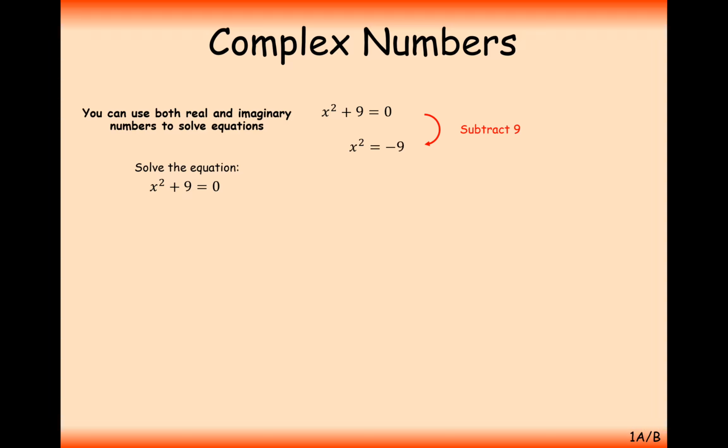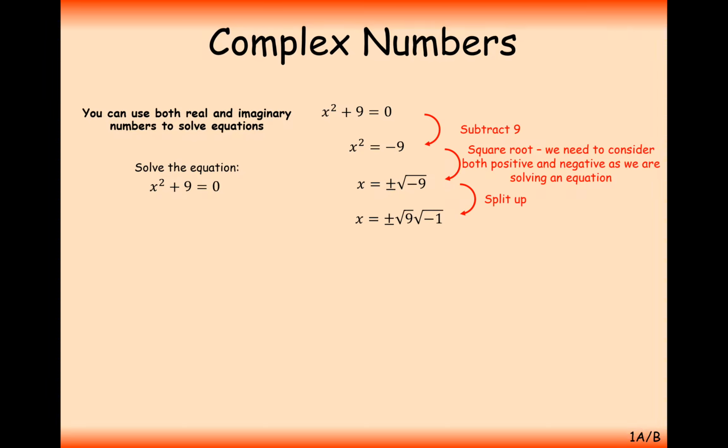So solving this as a quadratic equation, let's take the 9 onto the other side and square root. Make sure that when you square root something, you're creating a positive or negative. So it's positive or negative the square root of minus 9. And split this up, so it's square root of 9 times square root of minus 1. So this is therefore going to be plus or minus 3i. And that's what you would expect. Generally, when you've got a quadratic equation, you're going to get two solutions. So it's plus 3i and negative 3i.